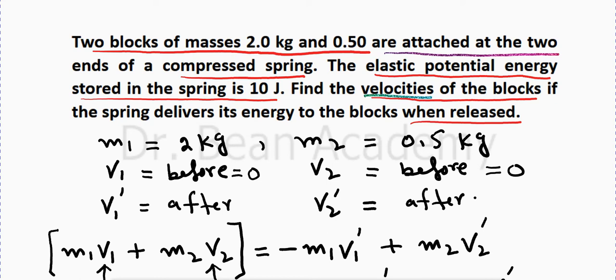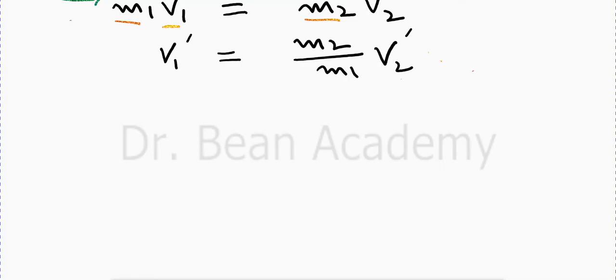So the key word is energy. It means I can use the law of conservation of energy, because the total amount of energy which was stored in the spring is given, it's 10 joules. So let's use the law of conservation of energy, and hopefully we will get another equation, and then we can find the exact values of v1 prime and v2 prime, meaning the velocities of the masses after the forces are removed.